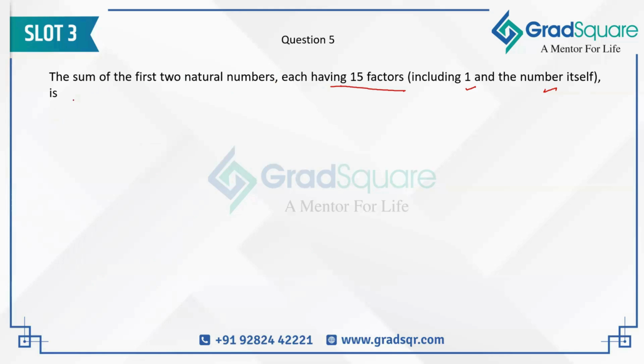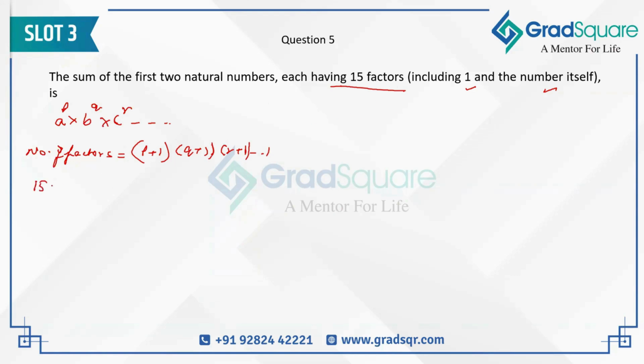if you try to visualize the number of factors of a given number, if the given number is a power p into b power q into c power r, so on and so forth, where a, b, c are prime numbers, then the number of factors is given by (p plus 1) into (q plus 1) into (r plus 1), so on and so forth. Correct? Now you need the number of factors to be equal to 15. So how can you write 15 as a product of numbers?